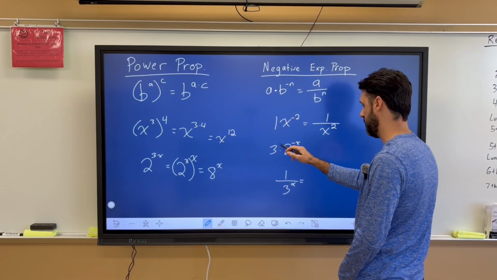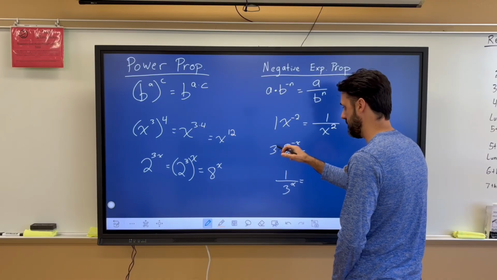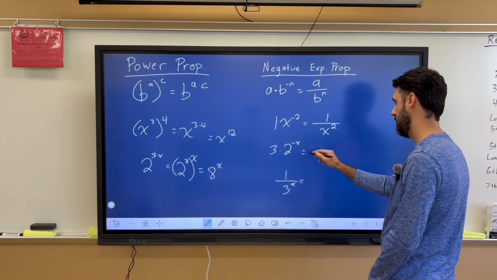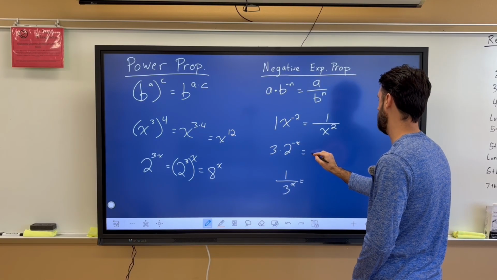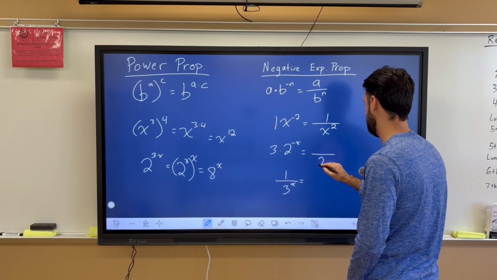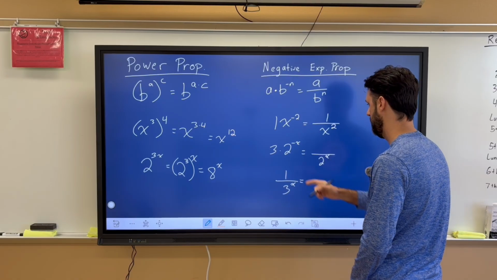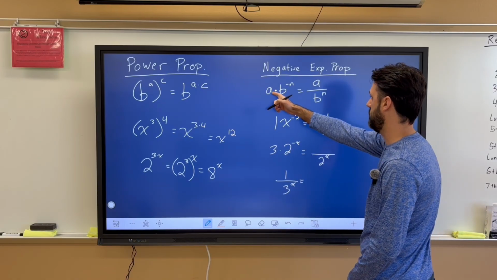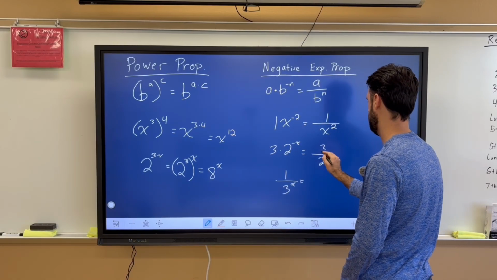The next one, so 3 times 2 to the negative x, again, you can't make that a 6. We're going to get rid of the negative exponent by making it a fraction. This 2 to the negative x goes to the bottom as a 2 to the positive x. And the 3, that's our value of a, that just goes on top, like that.